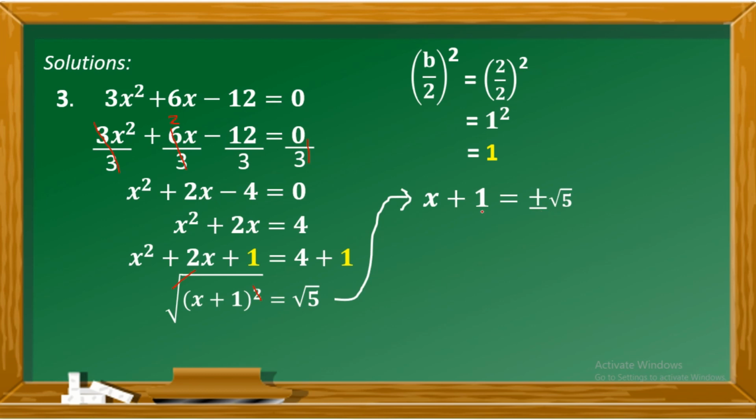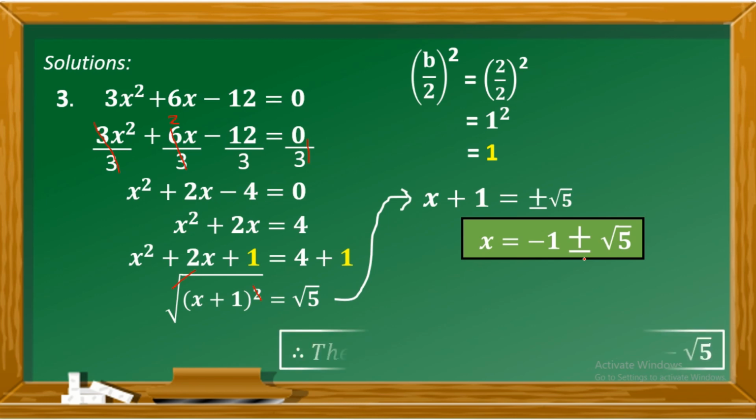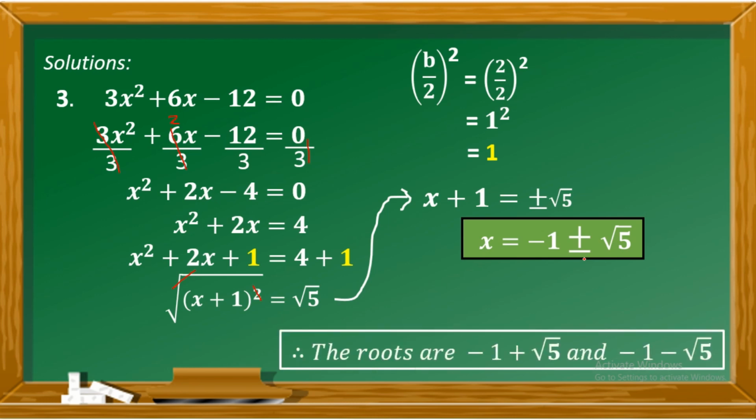Last step, transpose positive 1 to the right. Magiging ganyan siya. Magiging minus 1. Ayan. So, x equals negative 1 plus minus square root of 5. Ibig sabihin, dalawa ulit yan ha. Negative 1 plus square root of 5. Yung isa, negative 1 minus square root of 5. Or, pwede kang gumawa ng statement. So, the roots are negative 1 plus square root of 5 and negative 1 minus square root of 5.